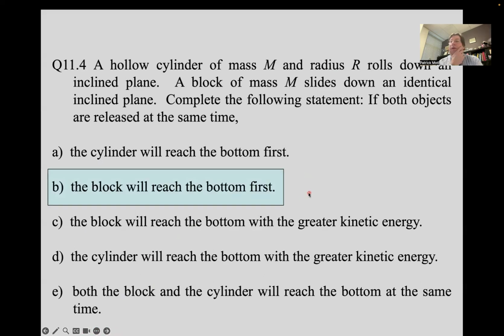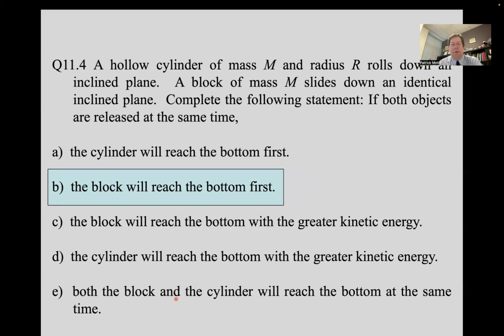All right. What is true is that the block is going to reach the bottom first. So let's go through and make sure the reasoning is clear on these. So the block will reach the bottom with more kinetic energy. That's false. They both have the same kinetic energy when they reach the bottom because they both have the same mass. They fall down identical inclined planes. It's just that the cylinder has some of its kinetic energy in rotation and some in translation, whereas the block has it all in translation. So a cylinder can't reach the bottom with greater kinetic energy either. They both have the same kinetic energy.